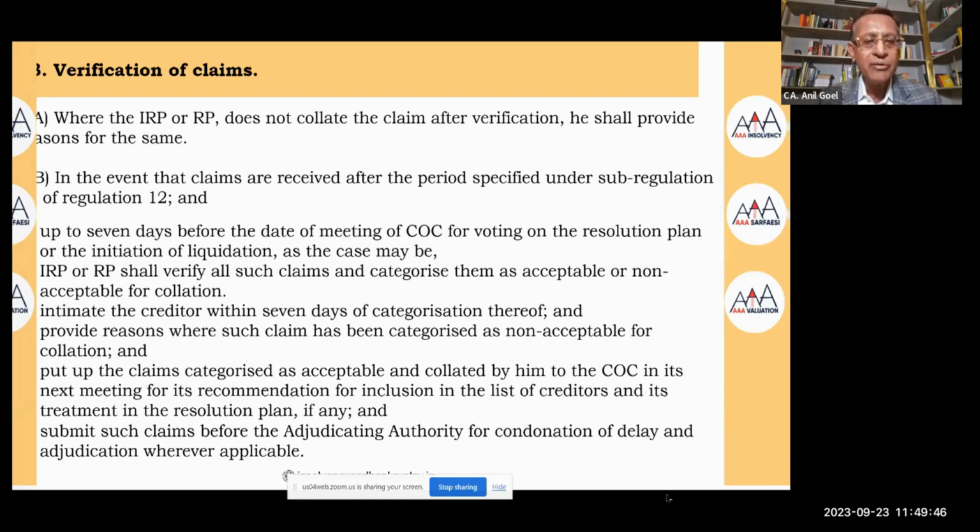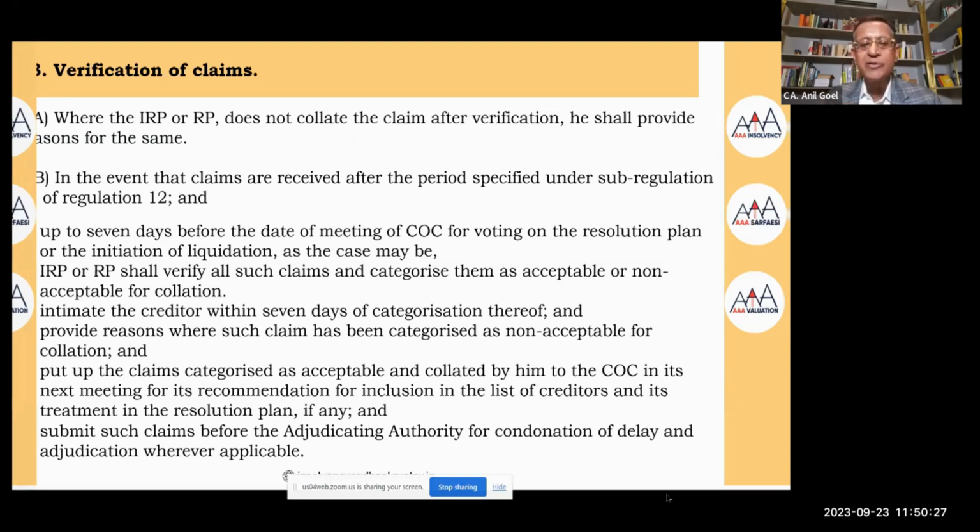Now, the other thing is, in the event that the claims are received after the period specified under sub-regulation 1. What is the period mentioned in sub-regulation 1? That is issue of RFRP or 90 days, whichever is later. In case somebody is not able to submit the claim even up to the issue of RFRP, then this is a solution. What is the solution now? The claimant can still submit a claim up to 7 days before the date of meeting of the COC for voting on the resolution plan.